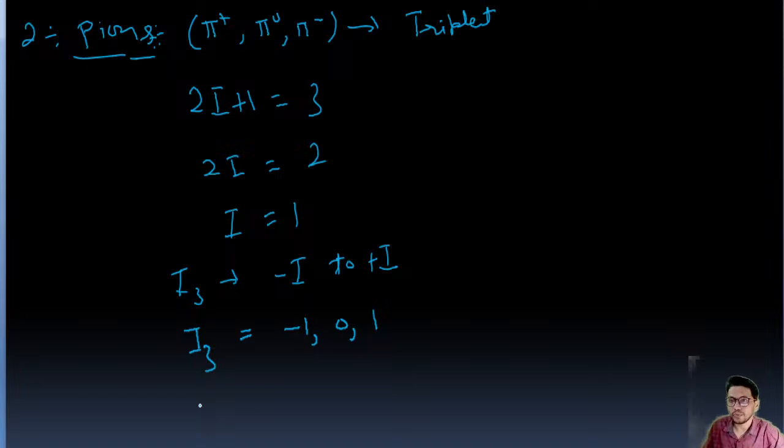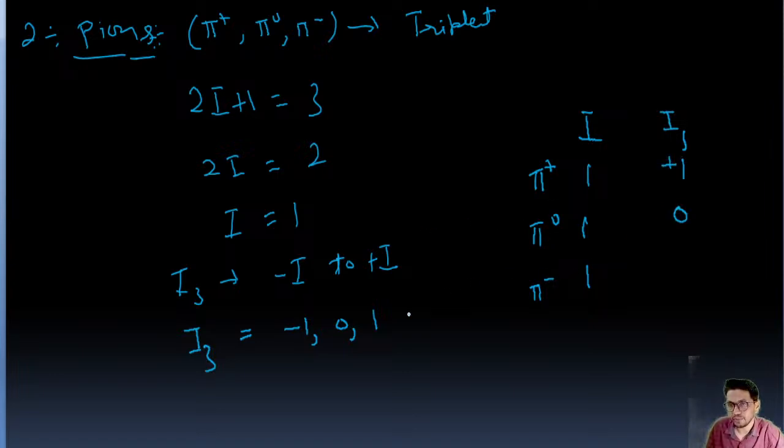Now for the I and I3 components, for pi plus, pi naught, and pi minus, the isospins are the same, that is 1, 1, 1, right? But the I3 component for pi plus is plus 1, for pi 0 it is 0, and for pi minus it is minus 1. So these are the values of isospin and its third component for pion.